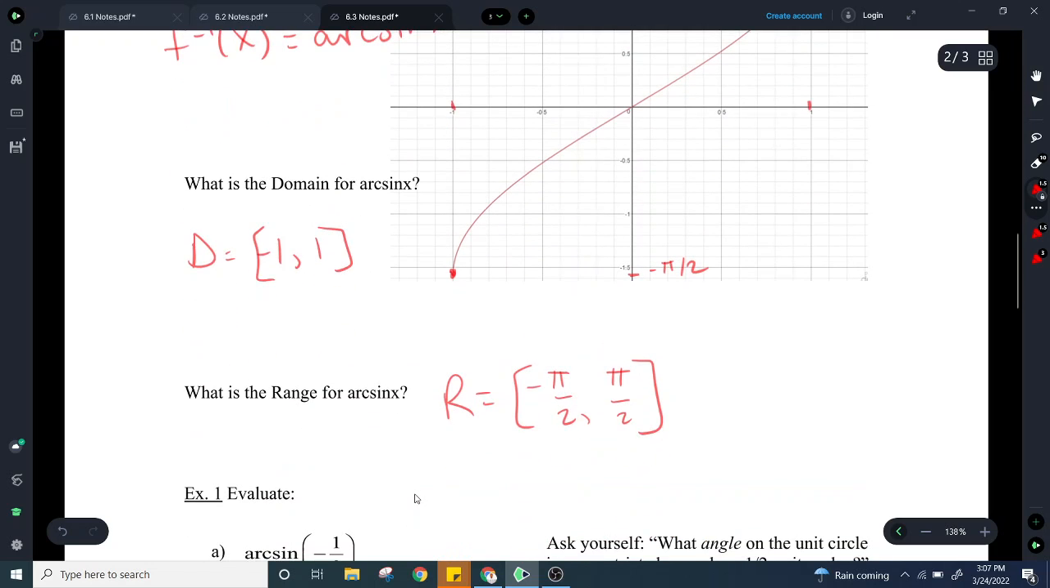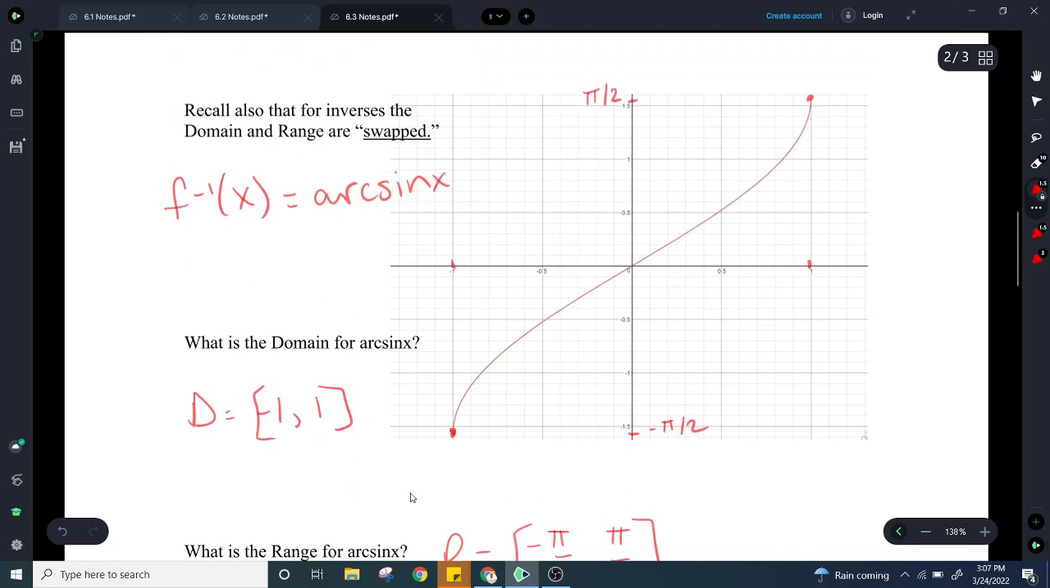So all of the 6 trig functions, the inverse trig functions, are going to be defined in a similar way. We're going to restrict the original functions so that they pass the horizontal line test, and then we're going to swap the domain and range literally.